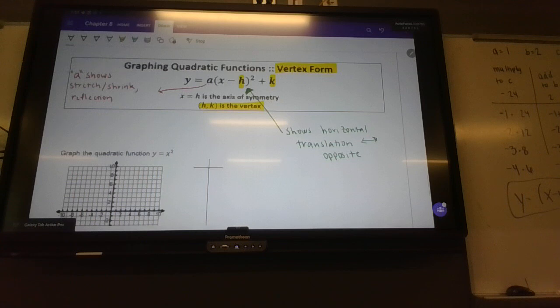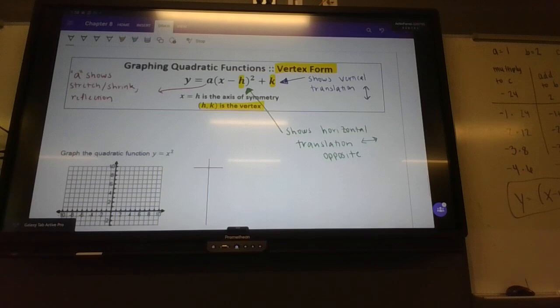And lastly, K. K shows a vertical translation up or down. You know, once you start your combo. So there's a lot to be said for vertex form.